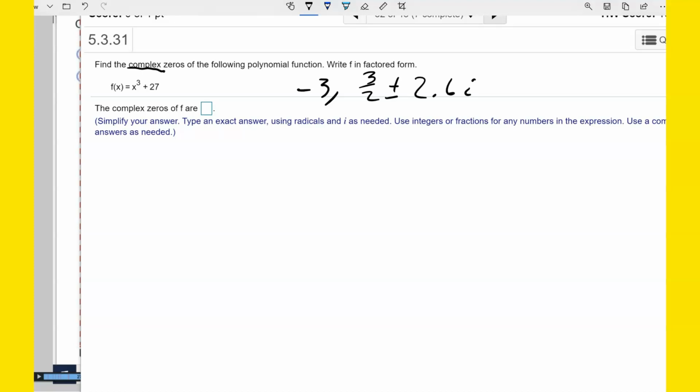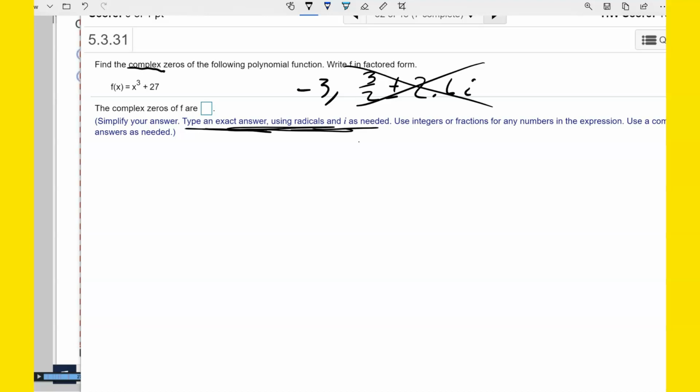Now notice this says type an exact answer using radicals and i as needed. That means this is not going to suffice because it's not an exact answer, it's a rounded off answer. So I'm not going to be able to use that. I'm going to have to do it another way to find the exact answer. Okay, so I'm going to show you a couple of ways to do that.